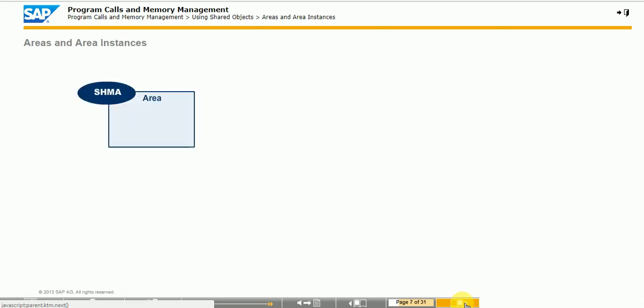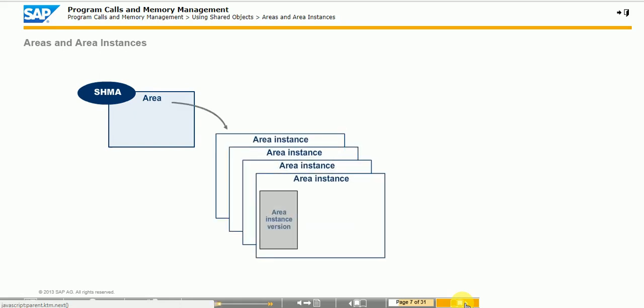An area is the template for area instances in shared memory. One area can generate several area instances, which differ by name. In addition, an area instance can have several versions which differ in their version IDs or version numbers. In the simplest case, without version management, an area instance consists of a single area instance version.